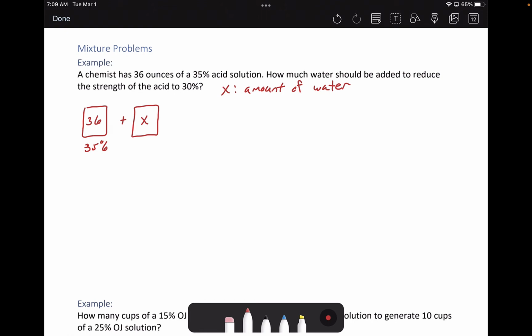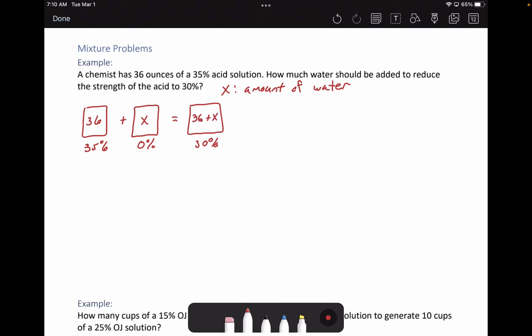Now we want to talk about the acidity of water. In this case, we're going to assume the water has 0 acid in it. And then we want to get a result. We want that resulting container to have a 30% acid solution in it. But what about the volume of that liquid? It's going to be, in this case, 36 plus X.